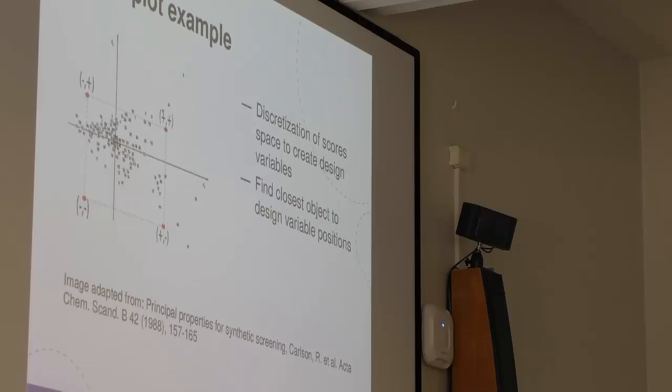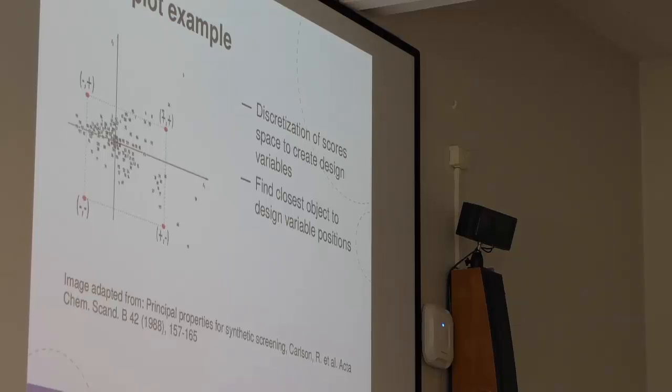So in this case, we have performed a two-level discretization of each factor. We have low, minus, and high, plus, for the first score and the second axis. I have indicated those four positions with red.